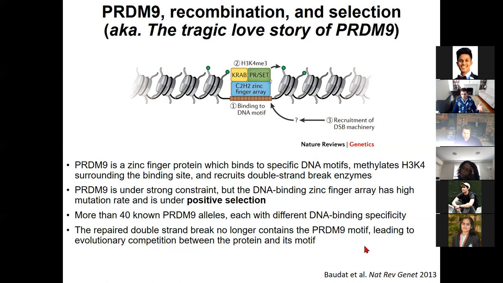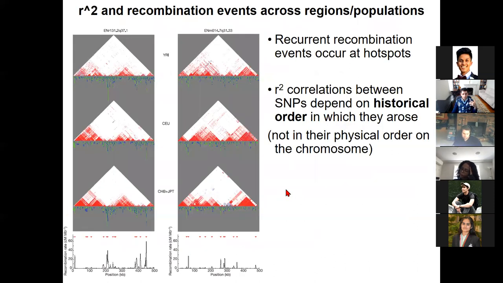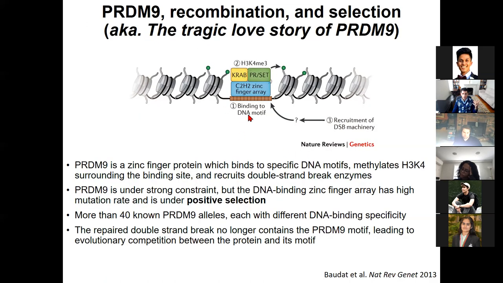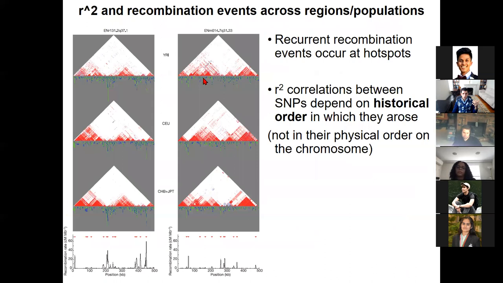And of course, the repaired double-stranded break no longer contains this motif, leading to an evolutionary competition between the protein and its motif. Okay. So if you now look at where these recombinations are happening, because of the very rapid evolution of PRDM9, these hotspots of recombination happen differently between, say, Yoruban populations in Africa, Central European populations, and Chinese Han and Japanese populations. So this leads to differences in the specific binding. That's the second feature that I want you to notice, that there are differences between populations. But the first feature that I want you to notice is that there are haplotype blocks in the genome. And the reason for those blocks is that PRDM9 prefers to bind in this location and that location, leading to hundredfold more frequent recombination in those places than in other places in the genome.